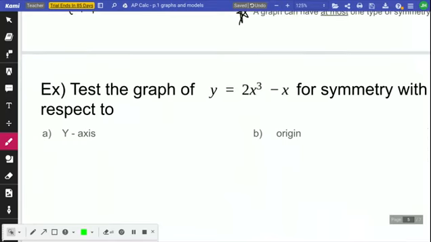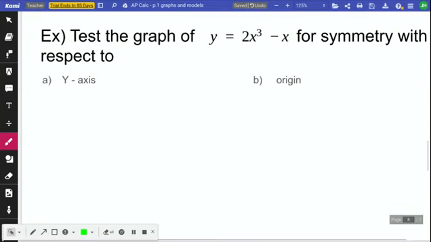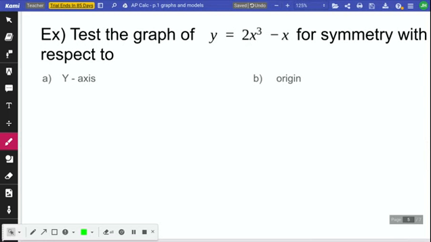Okay, so we're going to do a little example here to practice that. We're going to test the graph of y equals 2x cubed minus x for symmetry with respect to just two of them, y-axis symmetry and the origin.